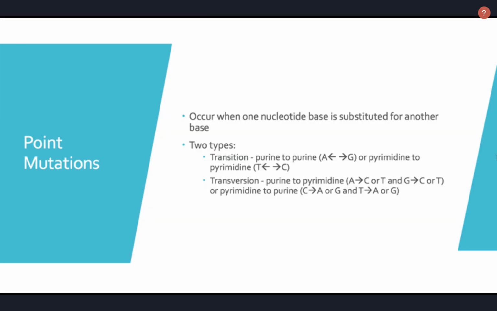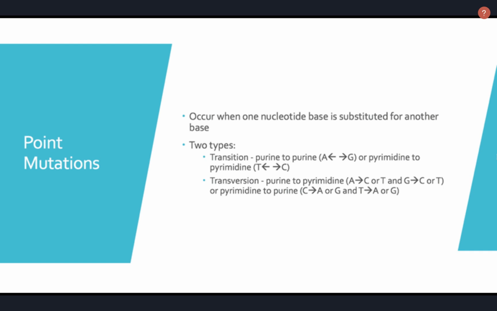A point mutation occurs when one nucleotide base is substituted for another base. There are two types of point mutations. Transition is when a purine base is substituted for another purine base, or a pyrimidine base is substituted for another pyrimidine base. Transversion is when a purine base is substituted for a pyrimidine base, or a pyrimidine base is substituted for a purine base.